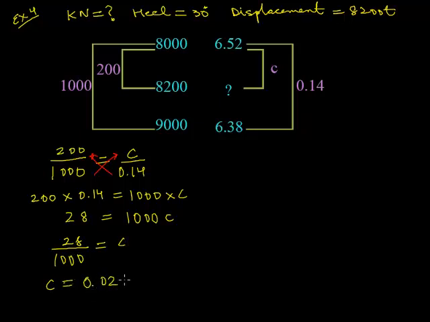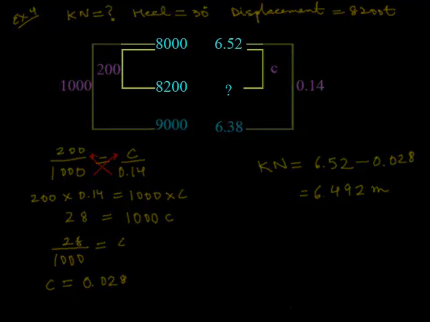Now again, looking at the pattern from 8,000 to 9,000, since the value of Kn is decreasing, we will subtract 0.028 from 6.52 to get 6.492 as the new Kn value.